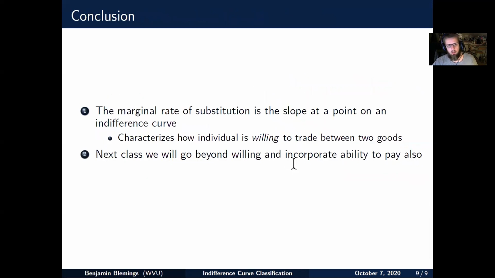And so the conclusion of this is that the marginal rate of substitution is the slope at a point on the indifference curve. It characterizes how an individual is willing to trade between the two goods. In the next class, we'll go beyond willing and incorporate the ability to pay also, when we talk about prices and income and how that fits on an indifference curve analysis for solving optimal bundles.